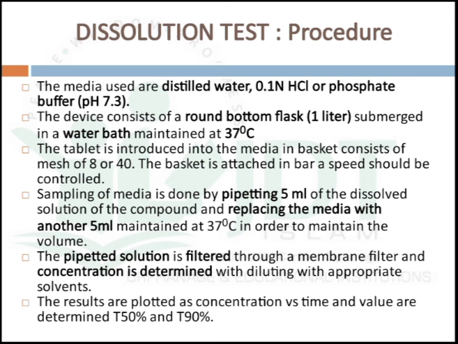Then the samples are withdrawn at regular intervals by pipetting 5 ml of dissolved solution of the compound, and at the same time we have to replace the media with another 5 ml which is maintained at 37 degrees Celsius in order to maintain the total volume. Then the pipetted solution is filtered through membrane filters and concentration is determined after diluting with appropriate solvent. The results are plotted as concentration versus time, and the values are determined for T50 and T90, which indicate the time taken to dissolve 50% of the drug content and 90% of the drug content respectively.